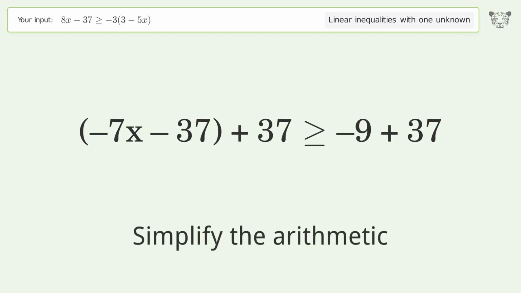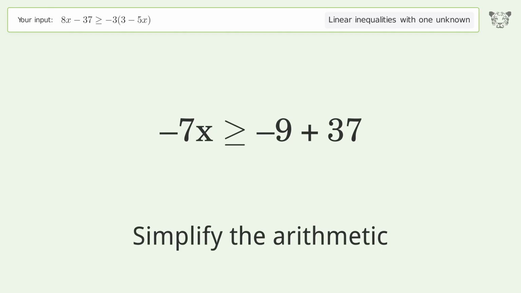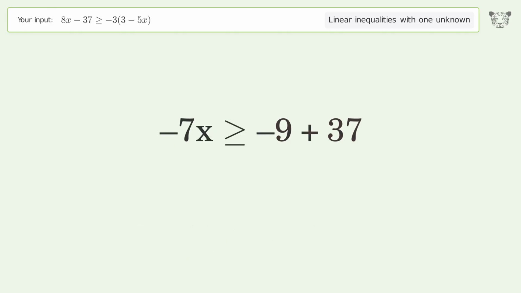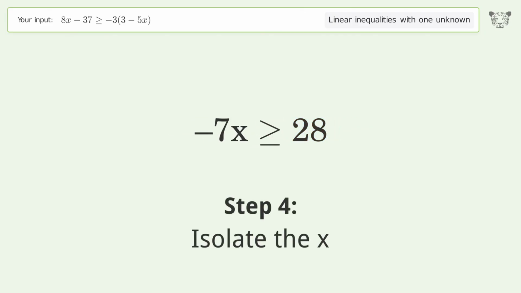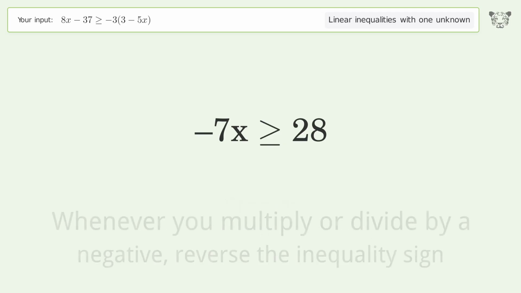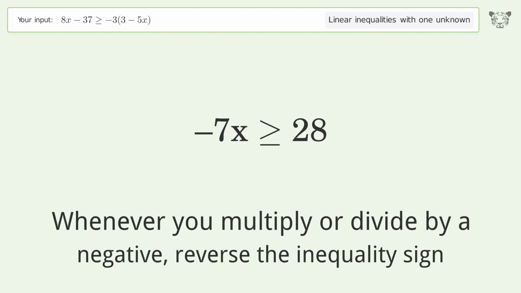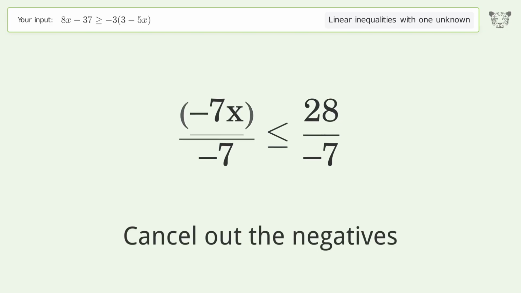Simplify the arithmetic. Isolate the x. Divide both sides by -7. Whenever you multiply or divide by a negative, reverse the inequality sign. Cancel out the negatives.